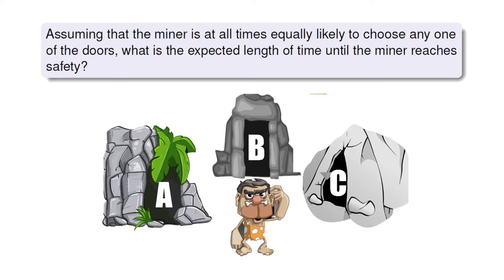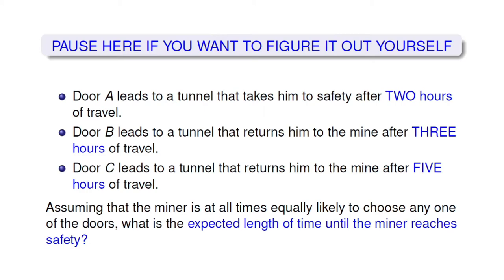Assuming that the miner is at all times equally likely to choose any one of the doors, what is the expected length of time until the miner reaches safety? Can you solve this problem? Pause here if you want to figure it out yourself.